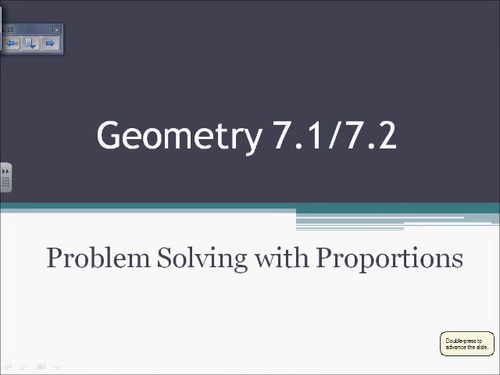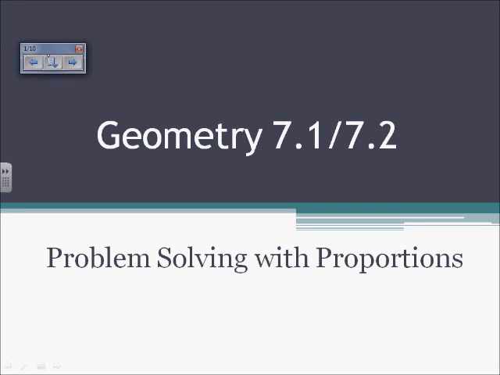Hello and welcome again. Today we're going to talk about Geometry Section 7.1-7.2, problem solving with proportions. In 7.1's lecture we opened up with some basic proportions, and now we're going to move on to problem solving with them, with a focus more on the logical end of proportions.